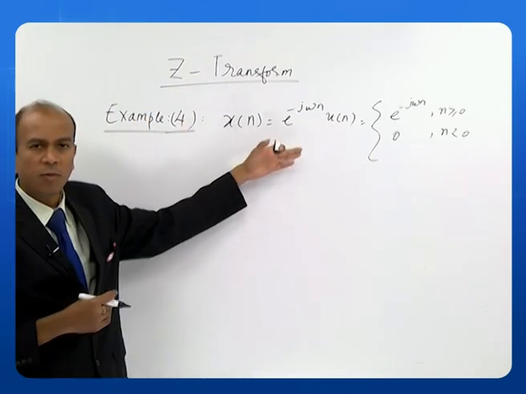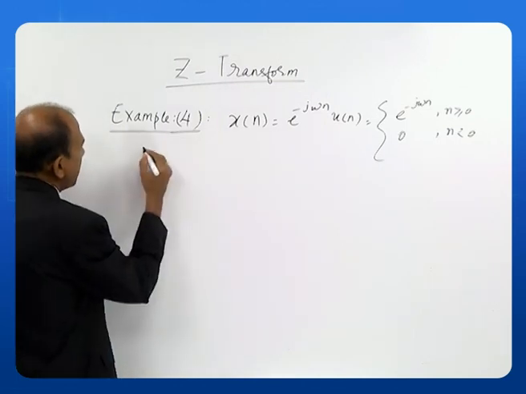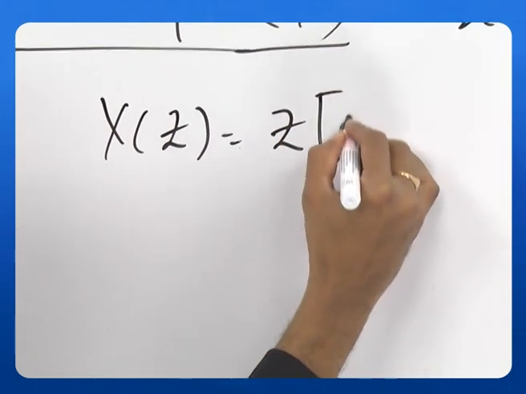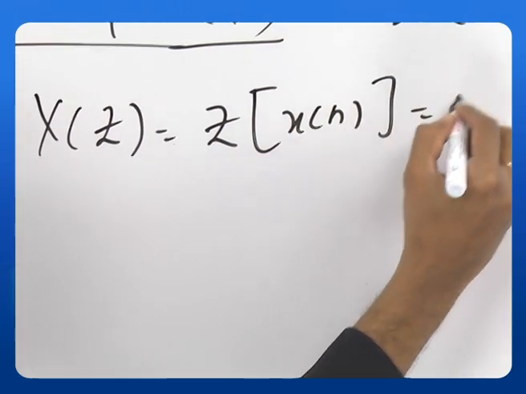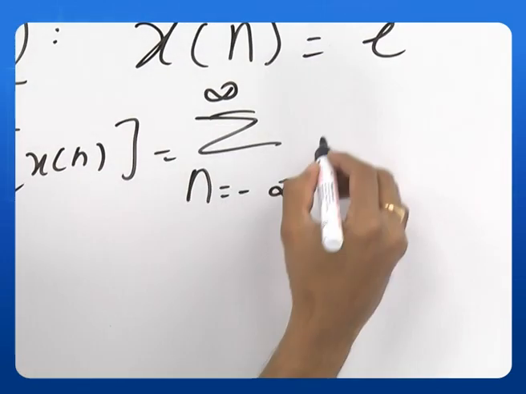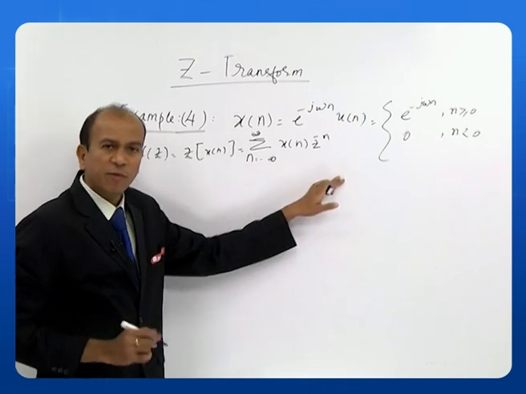So, let us calculate the z transform for this. Again, we follow the same steps. We have to calculate X of z, which is equal to the z transform of x of n, that is equal to the summation from n equal to minus infinity to plus infinity of x of n z to the power of minus n. This is the formula which we already know.